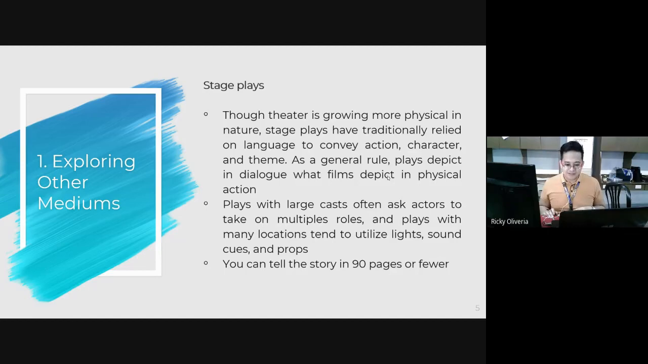Those are stage plays. Then they are not using a mic, they are using a lapel, no? Maririnig mo yung mga galaw nila, and so on. Now, okay, plays with large casts often ask actors to take on multiple roles, and plays with many locations tend to utilize lights, sound cues, and props.